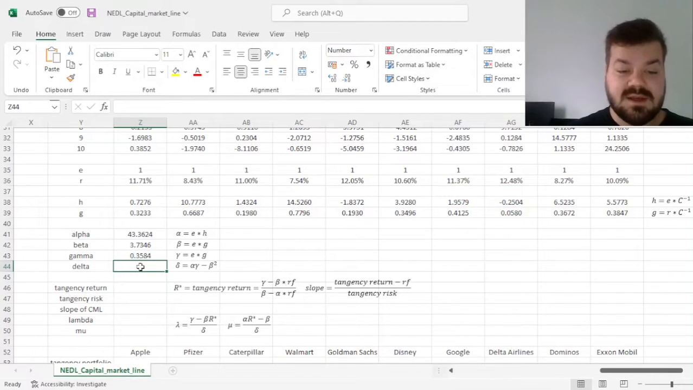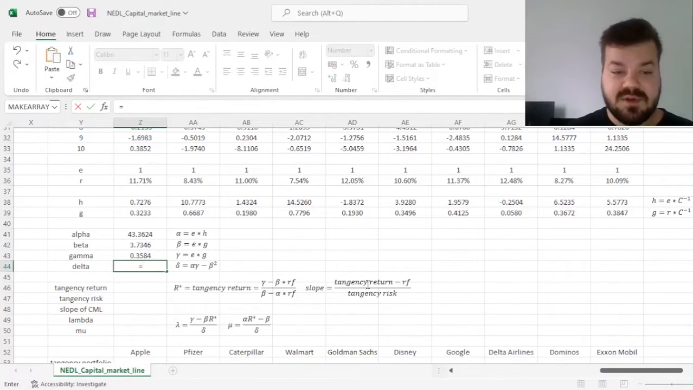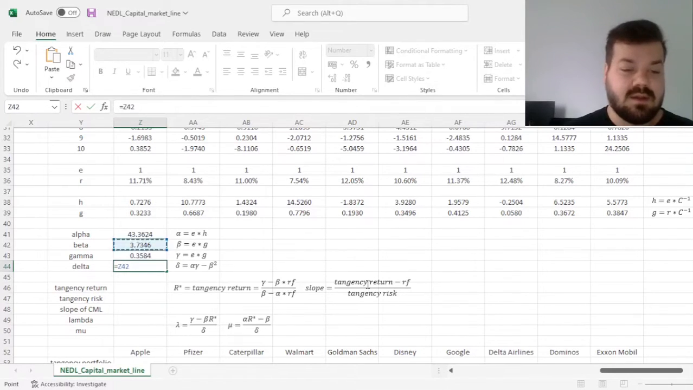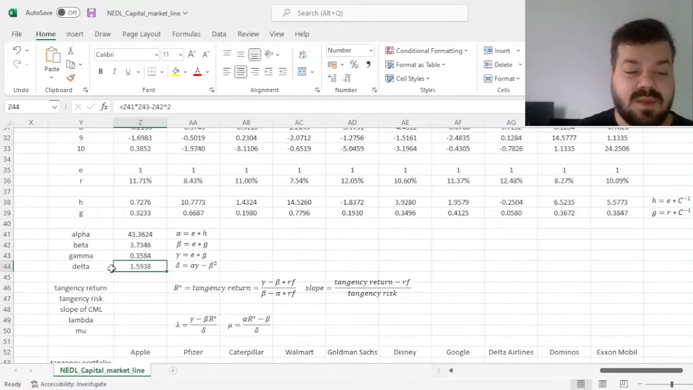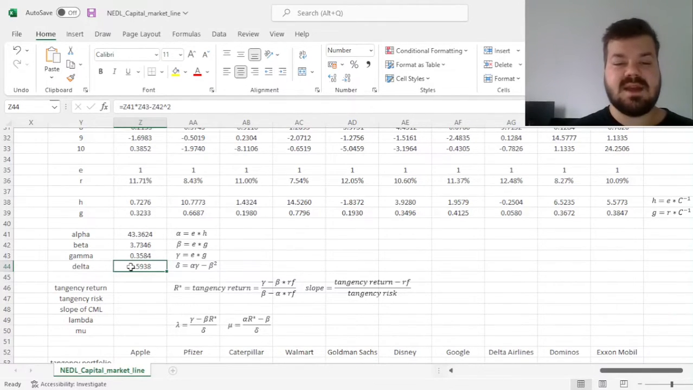Delta is the normalizing constant that allows to preserve scale, and we need to calculate it using alpha times gamma minus beta squared. And a good sanity check is to check whether delta is positive. Delta is positive here, so it means that we have not made any glaring mistakes and our efficient portfolio frontier would work. If delta is negative, we need to double check our assumptions, whether we constructed the covariance matrix correctly, whether we've calculated the returns correctly. But here we can see that our model will work.